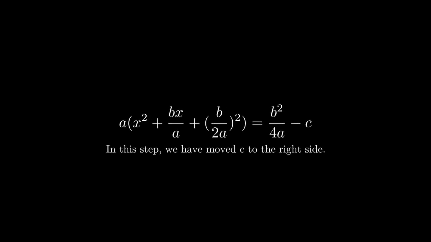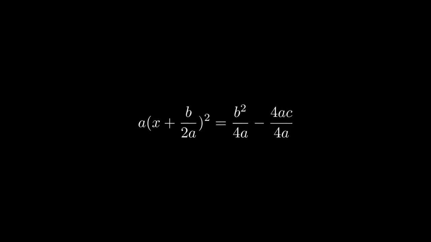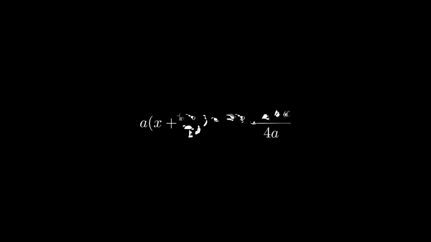We can also move c to the other side, so we just have the x terms on the left. In the right side, we have a denominator 4a, so we can multiply 4a to c so that we have a common denominator. And now, as the fractions on the right side have a common denominator, we can group them and write them as one fraction.